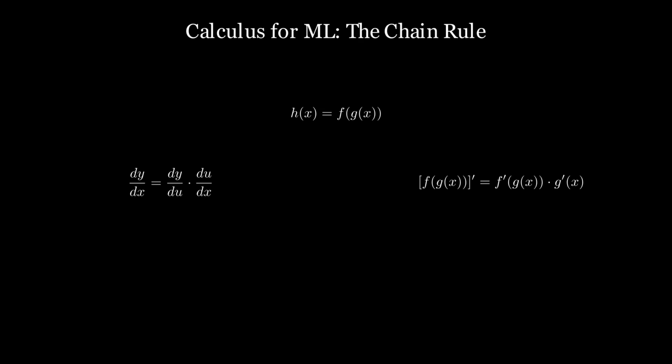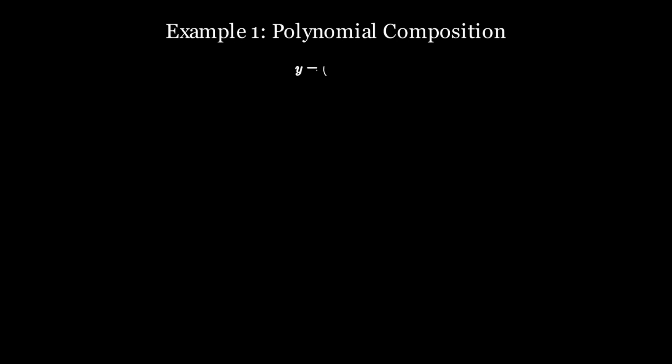Let's see it in action with an example. Let's find the derivative of y equals the quantity x squared plus 1 cubed. First, we identify the inner and outer functions. The outer operation is cubing something. The inner part is the expression being cubed, x squared plus 1.